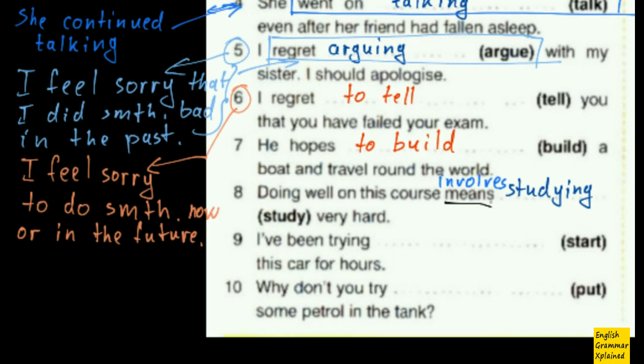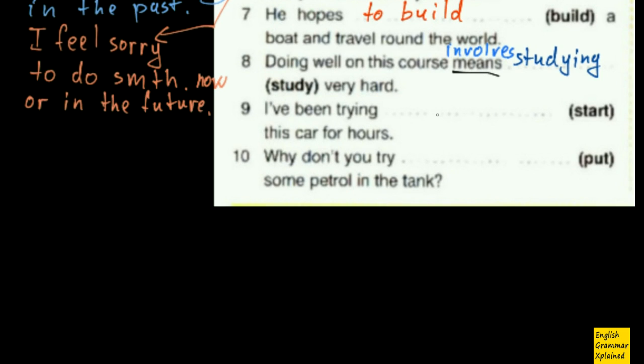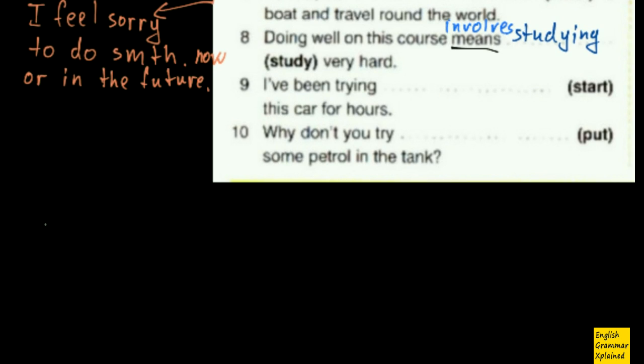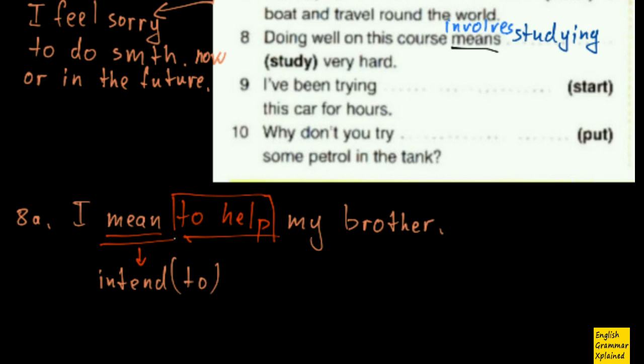So, what about infinitive? Can I put infinitive after mean? Of course I can. And, well, here I don't have a sentence like that. I don't know why. I'll create my own. I mean to help my brother. Here I put infinitive. Why? Because this mean here can be replaced with the word intend. I can say I intend to help my brother, or I mean to help my brother. That's it. So you see the difference. Involve and intend. Okay.